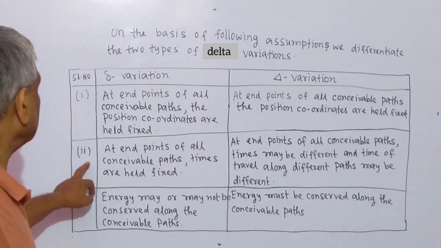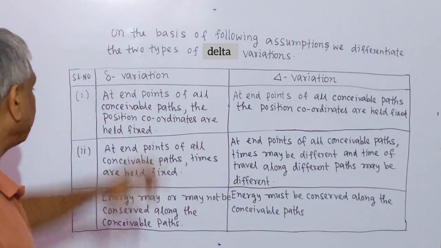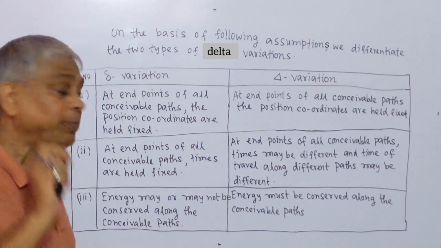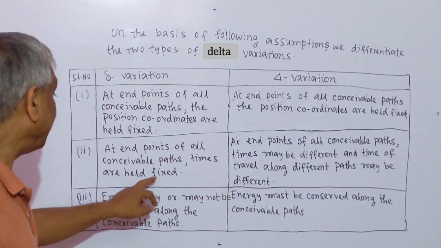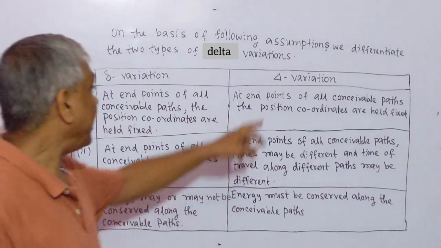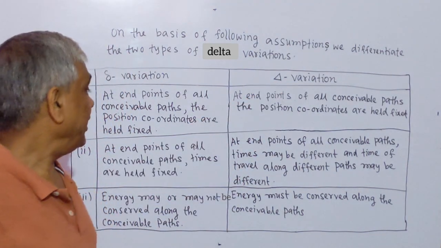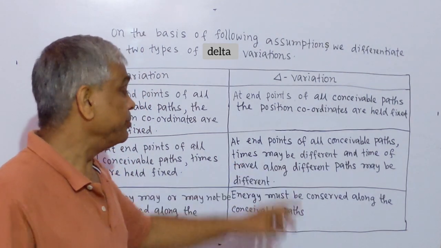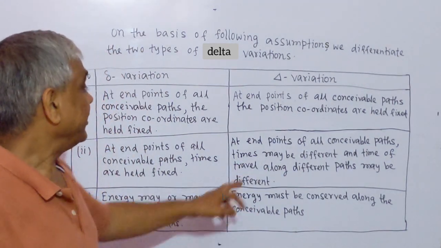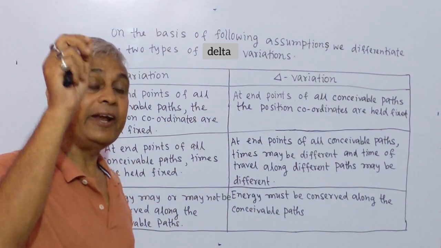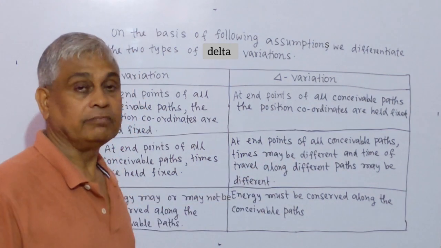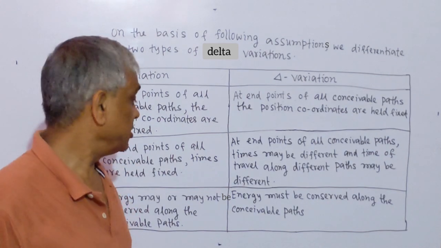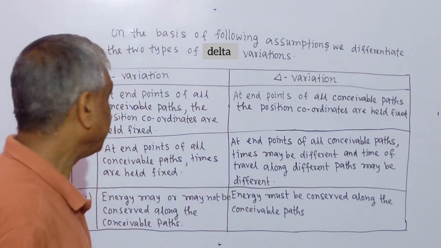Serial number 2. For lowercase delta variation, at endpoints of all conceivable paths, times are held fixed. For uppercase delta variation, at the endpoints of all conceivable paths, the times may be different and time of travel along different paths may be different. Along different paths means along different conceivable paths may be different.